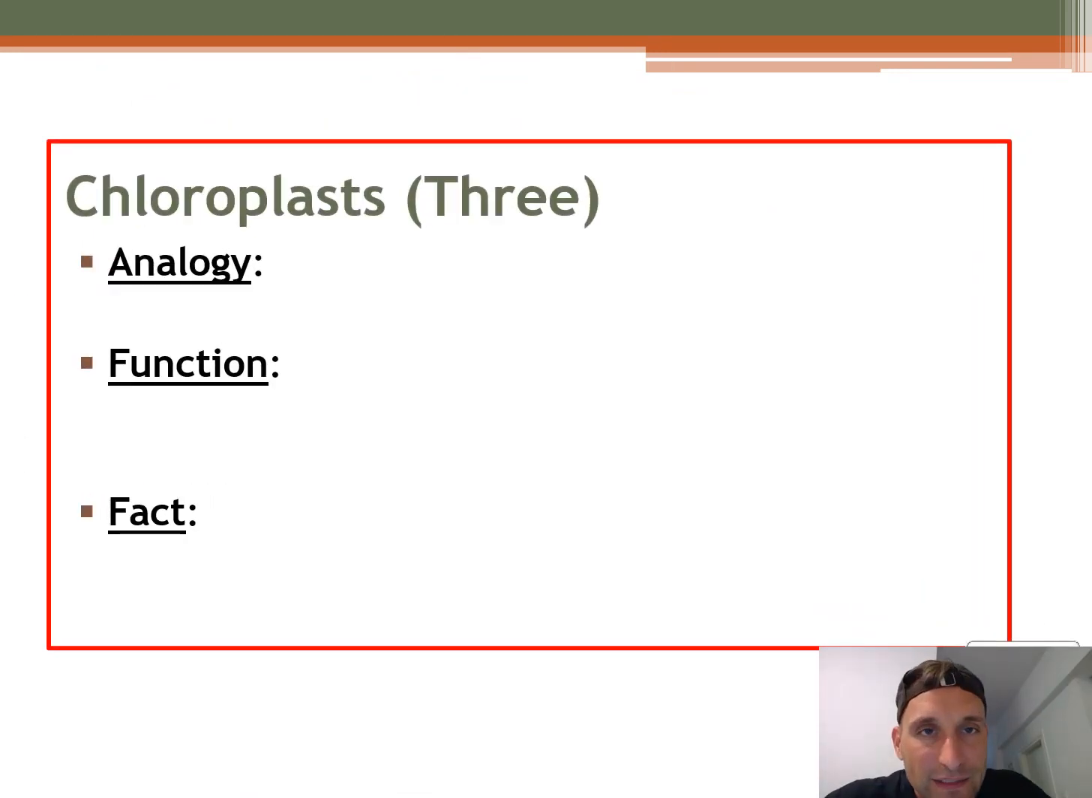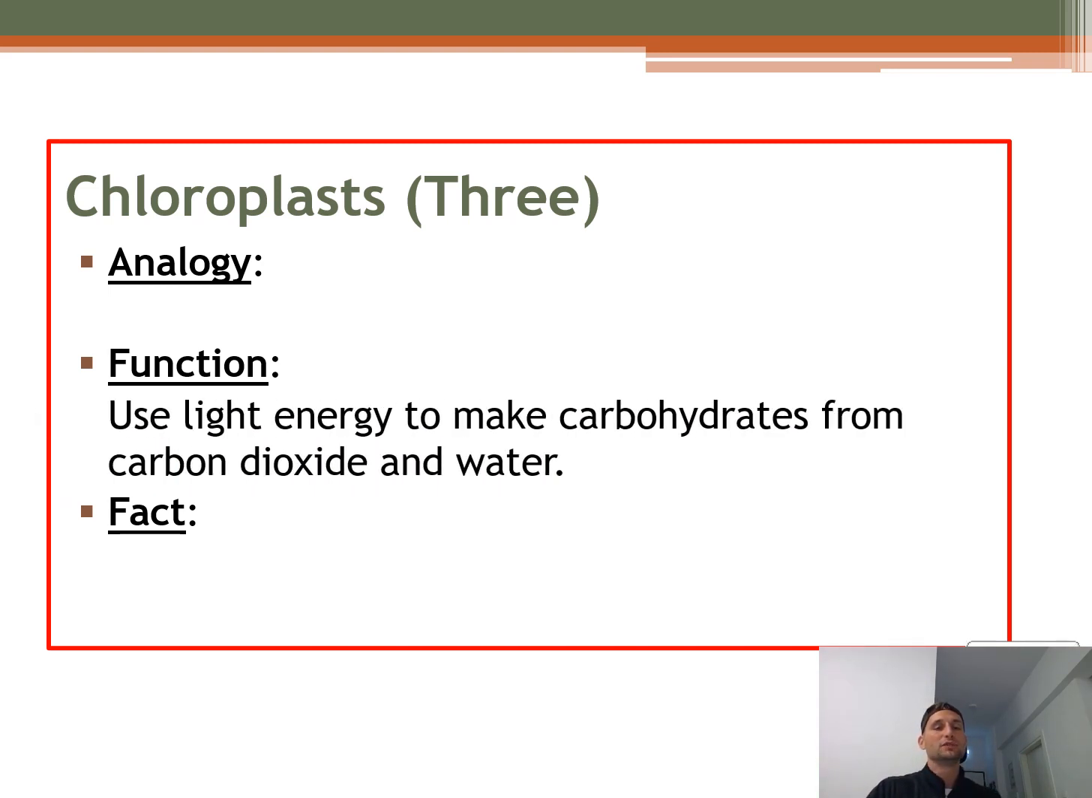And we've made it to the last one. The last one is a chloroplast. Chloroplasts use light energy to make carbohydrates. Those carbohydrates are then converted into ATP by the plant's mitochondria. It does this through photosynthesis with carbon dioxide and water.